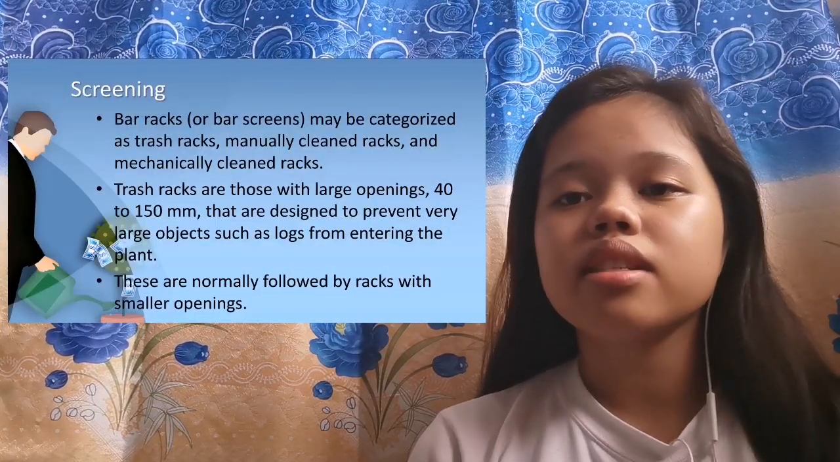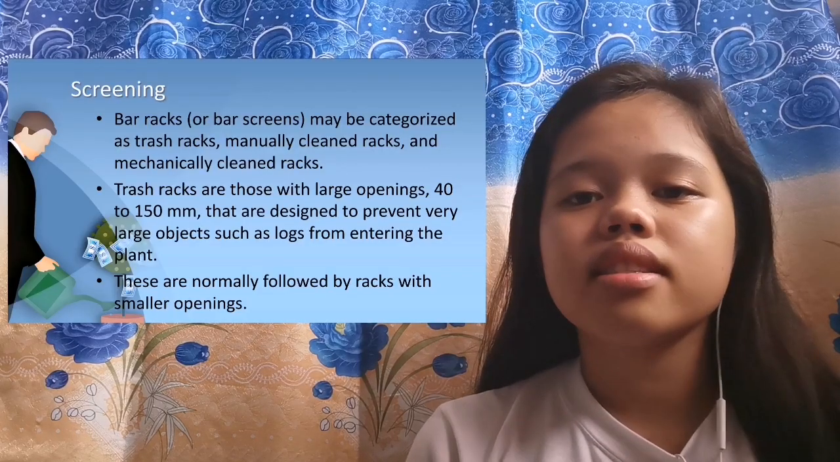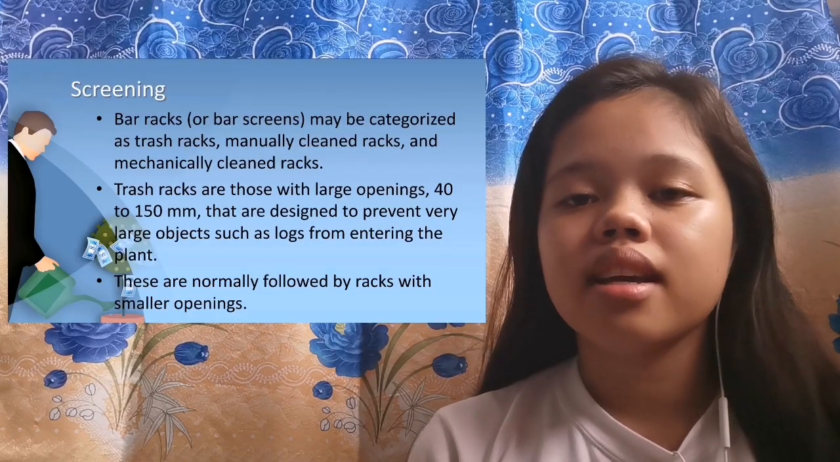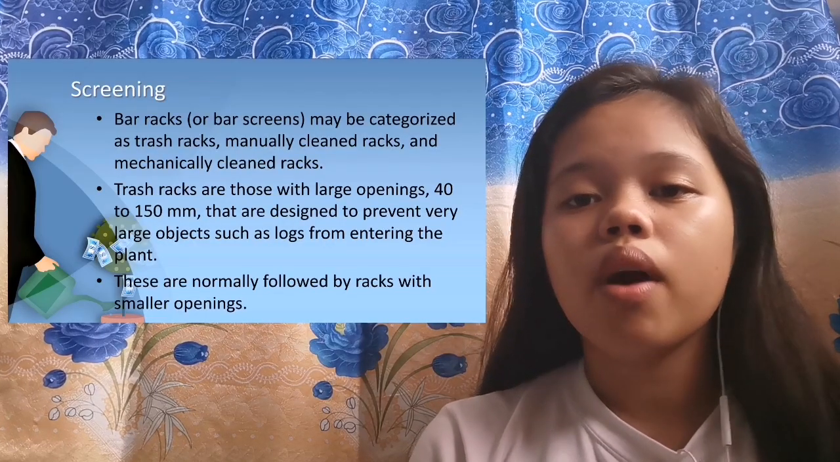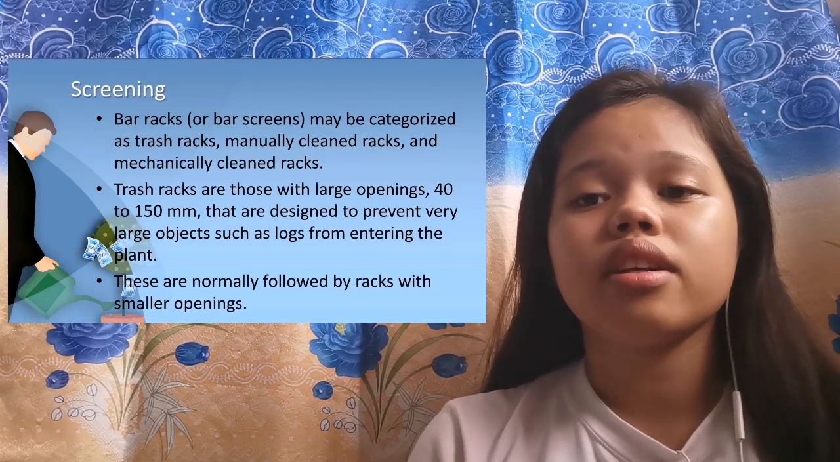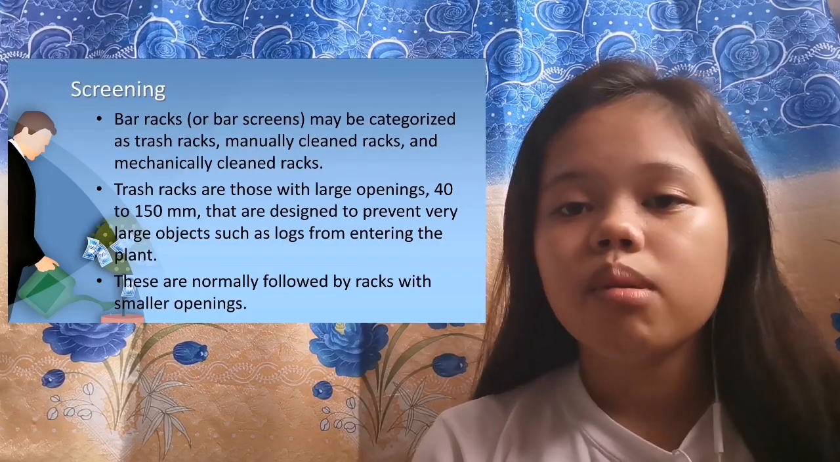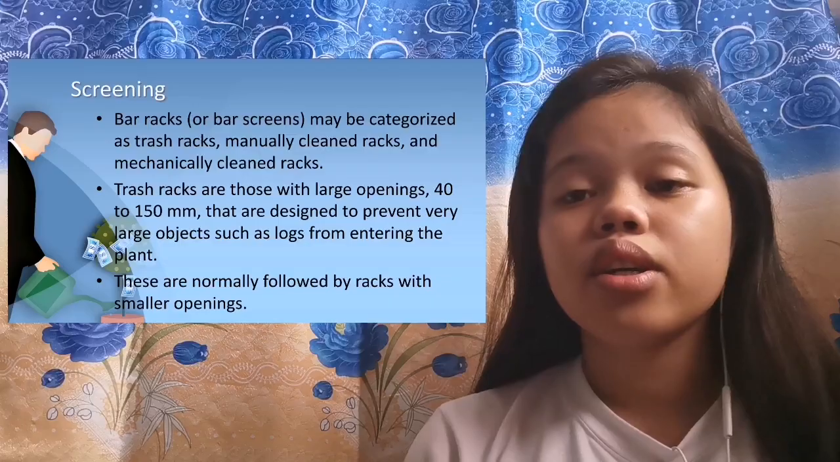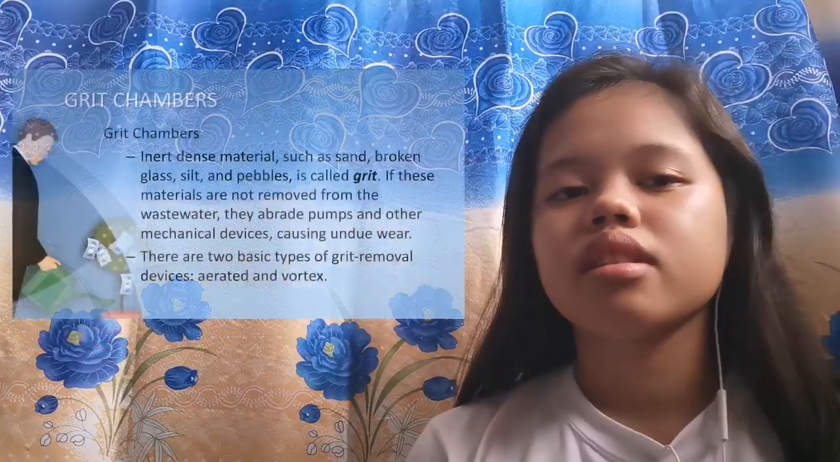Bar racks or bar screens may be categorized as trash racks, manually cleaned racks, and mechanically cleaned racks. Trash racks are those with large openings, 40 to 150 mm, that are designed to prevent very large objects such as logs from entering the plant. These are normally followed by racks with smaller openings.